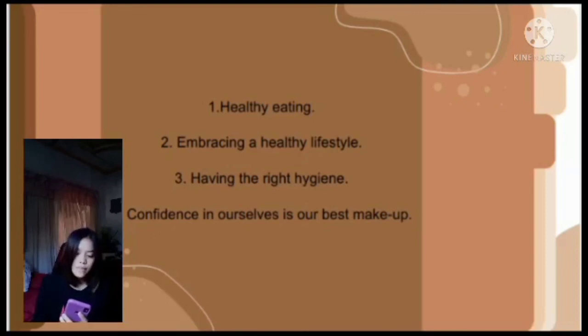Third, having the right hygiene. Taking care of our body by maintaining a hygiene regimen can also help in making us feel good about ourselves. Fourth and last, confidence in ourselves is our best makeup. Being secure in ourselves, embracing a positive outlook towards various situations and problems, and loving and accepting who we are will surely result in optimal physical well-being.